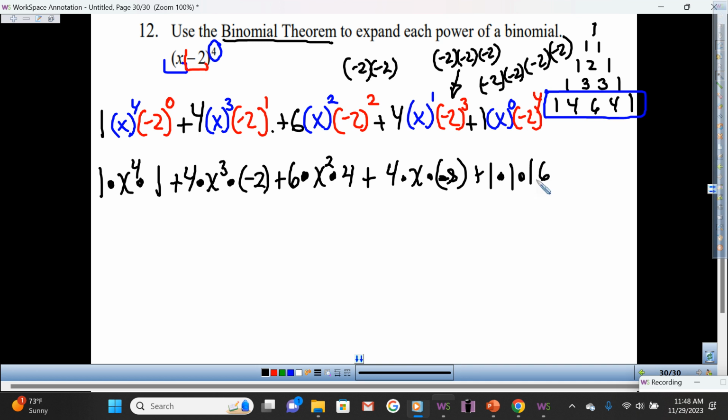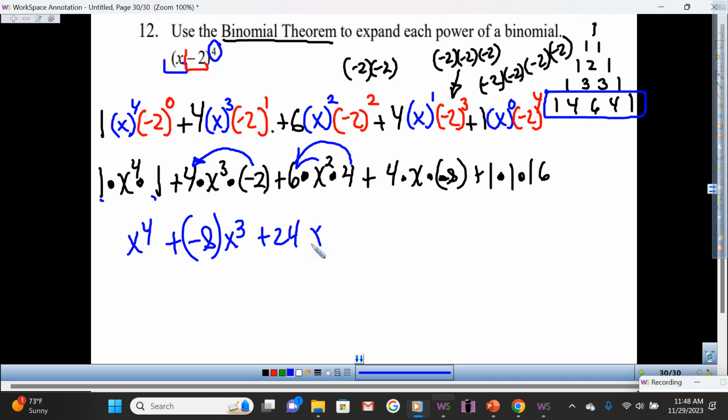And at the end, we just simplify by multiplying everything out. 1 times 1 is 1 times x to the 4th is x to the 4th. Plus, numbers times numbers. What is -2 times 4? -8. Bring down the x cubed, and I'm going to leave -8 in parentheses, or you could have written -8x cubed. 4 times 6, that's 24, x squared. And -8 times 4, that's -32x. And 1 times 1 times 16, that is 16.